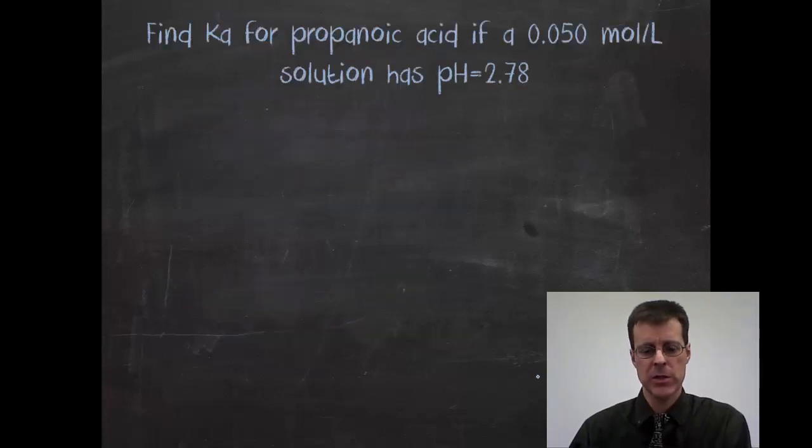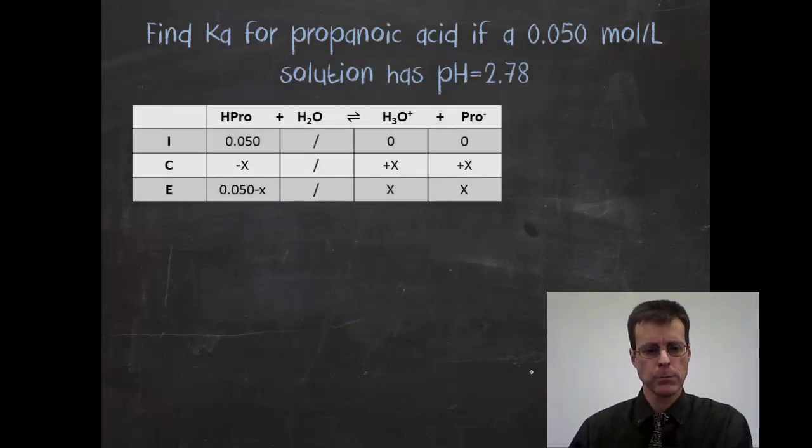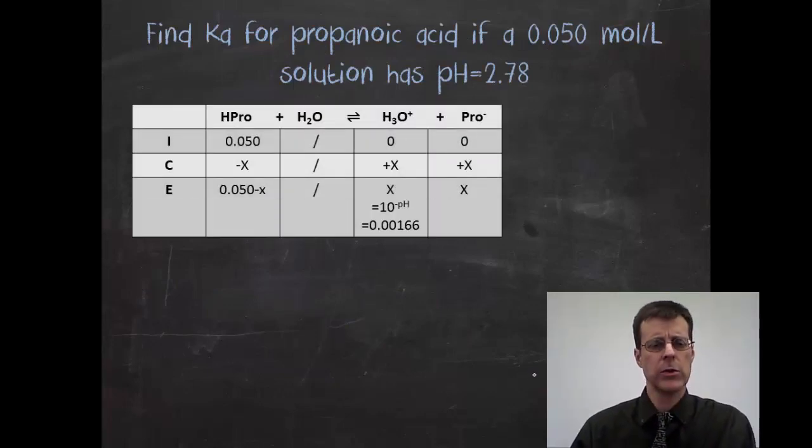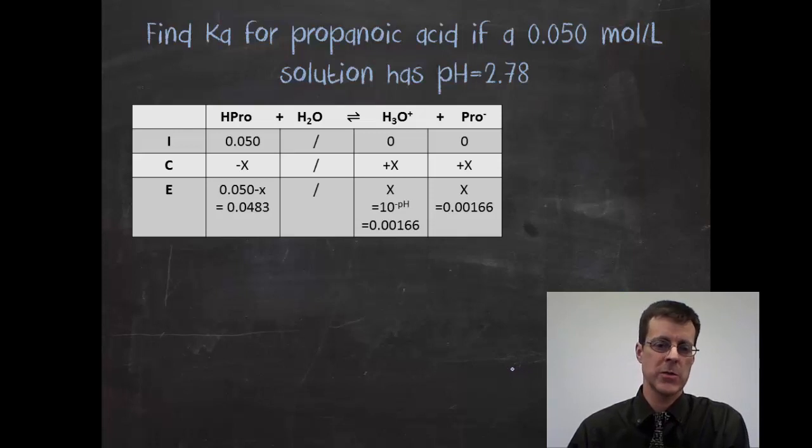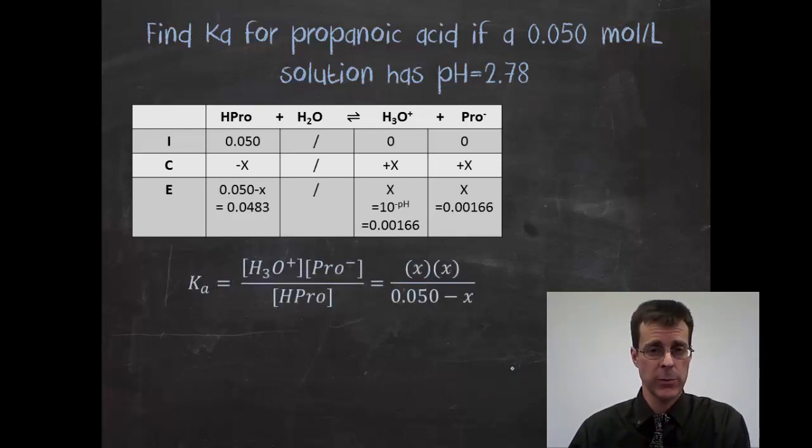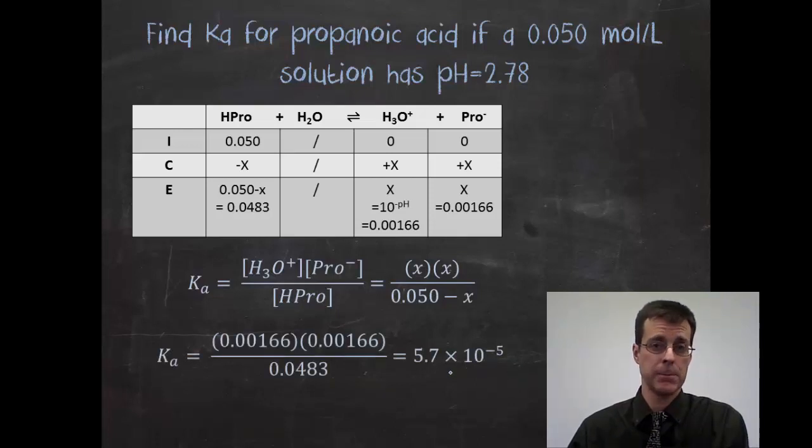So there's the question again, same one you had before, please don't write it down again. You have your ice table. You use the pH information from the question to solve for X, one of the equilibrium concentrations. You use that to calculate the other equilibrium concentrations, and then you substitute those into the K expression to find the K value. That's all there is to it. And we did a few of those before.